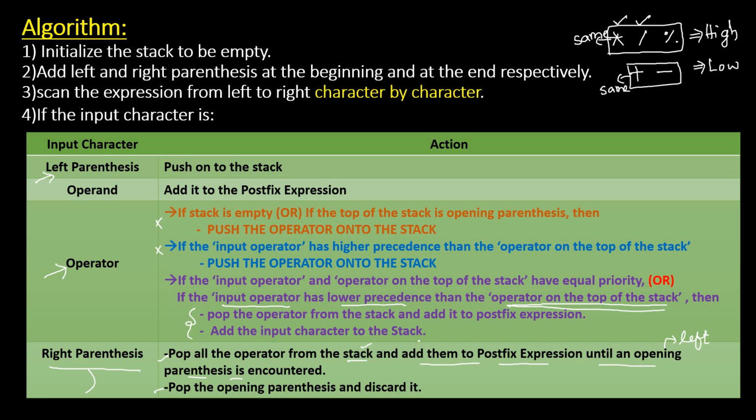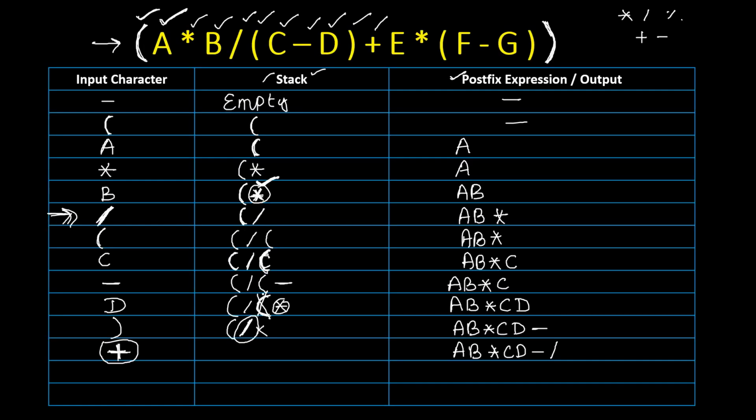Add the input character to the stack. So this input character, you add it to the stack. So in the place of division, you are going to get a plus here. And what is the next symbol? That is E. Next symbol is E. E is an operand. So whenever you have an operand, according to the algorithm, directly add this operand to the postfix expression and there is no change in the stack.